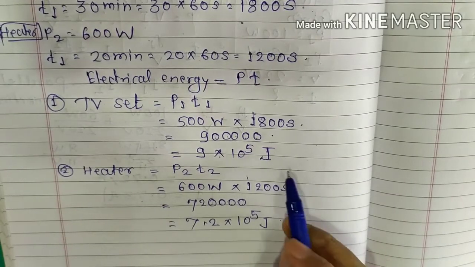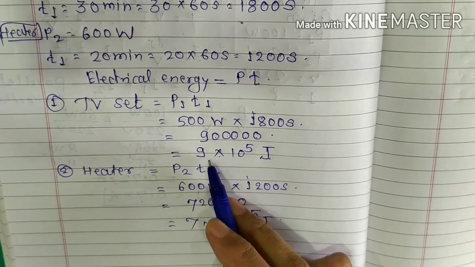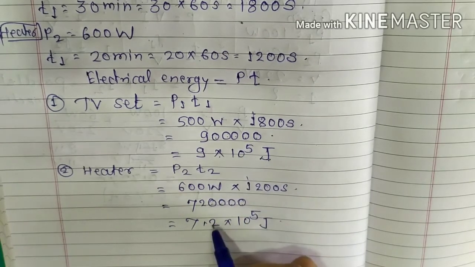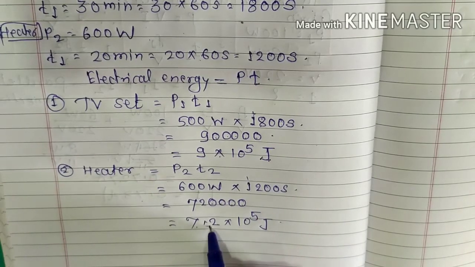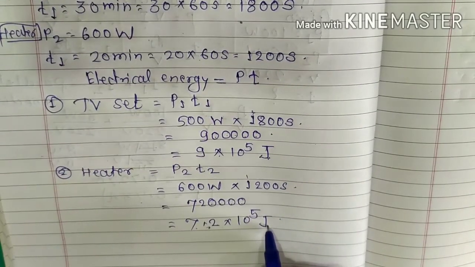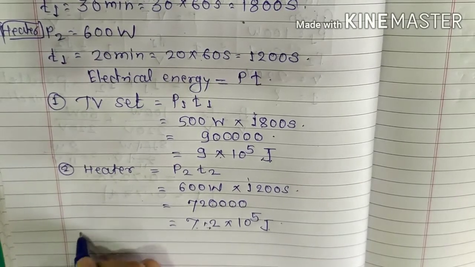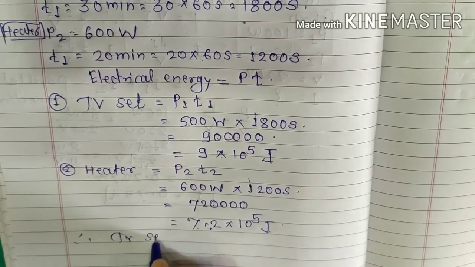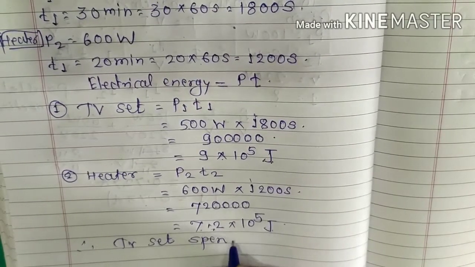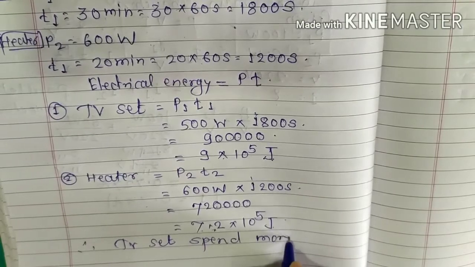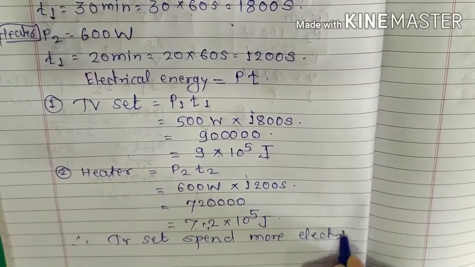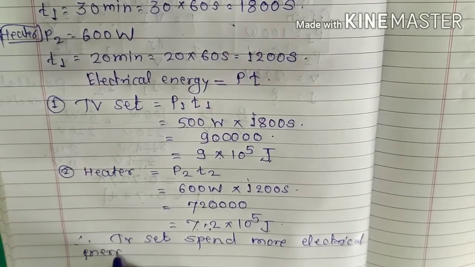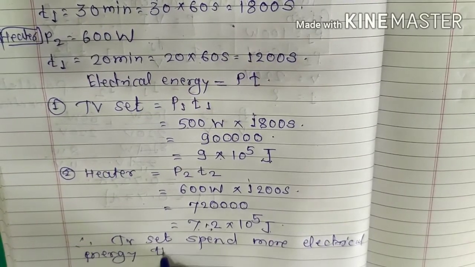Hence let's see here that the TV set spent 9 into 10 raised to 5 joule and the heater spent 7.2 into 10 raised to 5 joule. Hence TV set spent more electrical energy than heater.